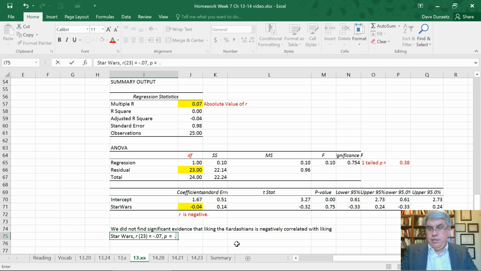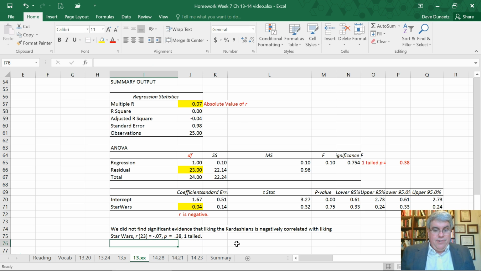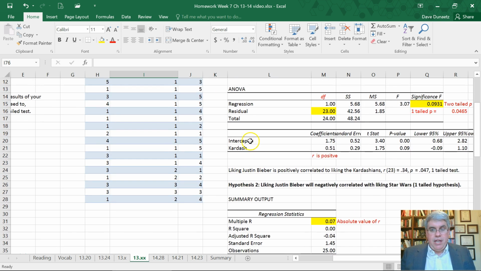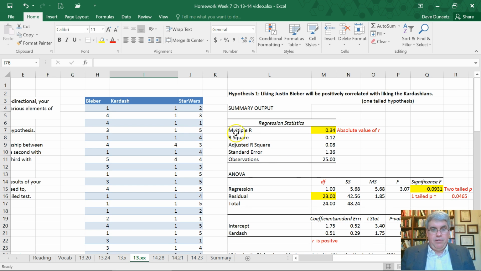0.38, one-tailed. So once again, a non-significant correlation. Well, we've tested these three hypotheses, and one of them was significant.